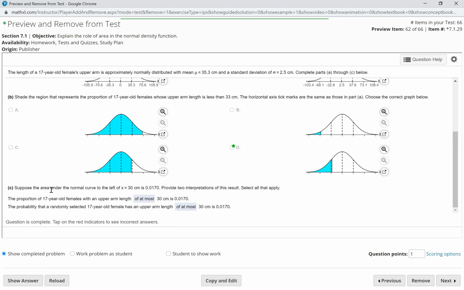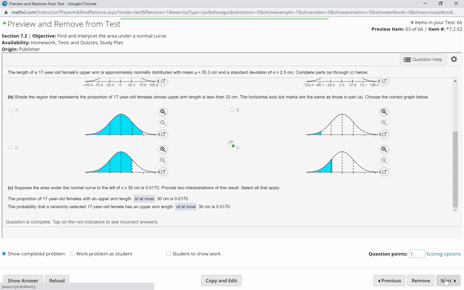C, suppose the area, this is from chapter 5, guys. Suppose the area under the normal curve to the left of x equals 30 is 0.0170. Provide two interpretations of this. The proportion of 17-year-old females with an upper arm length less than 30 centimeters is this, and he gives you another interpretation, probability. The reason why I put this question there is so you know that the word probability, or the word proportion, or the word percent means the same thing, guys. Or area. Area to the left is a probability as well.